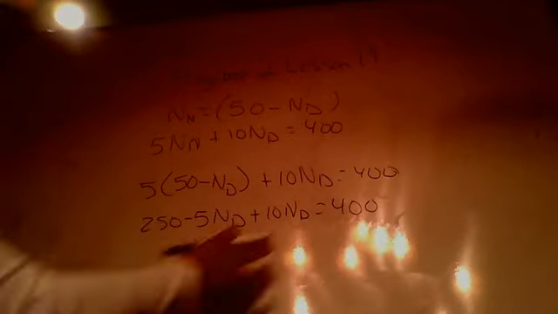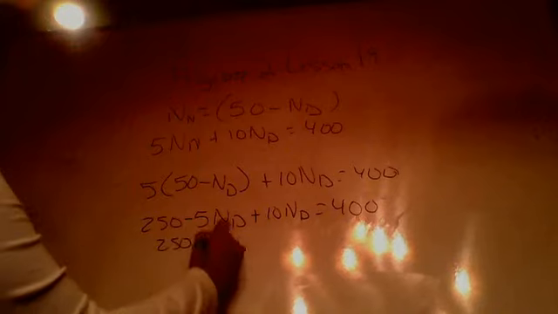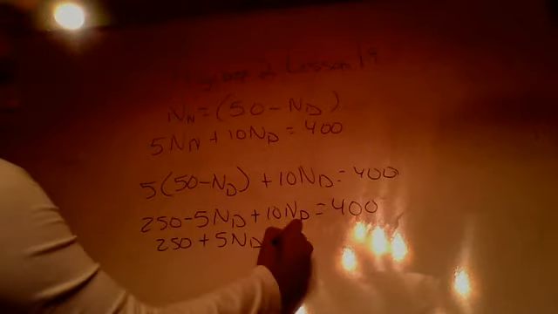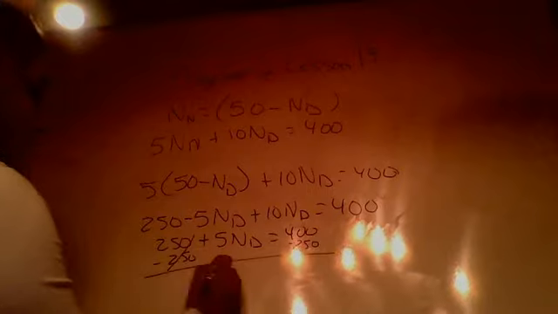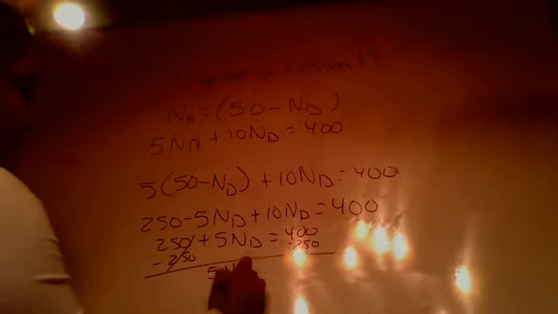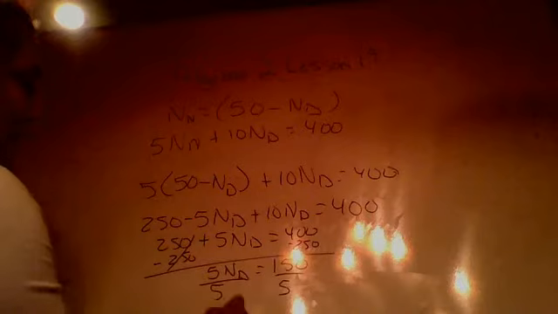Now I'm going to combine like terms. So 250 plus 5n_d equals 400. Now I'm simply solving for n_d, using basic algebraic steps to solve an algebraic equation. Subtract 250, then divide by 5, divide by 5. So the number of dimes is equal to 30.